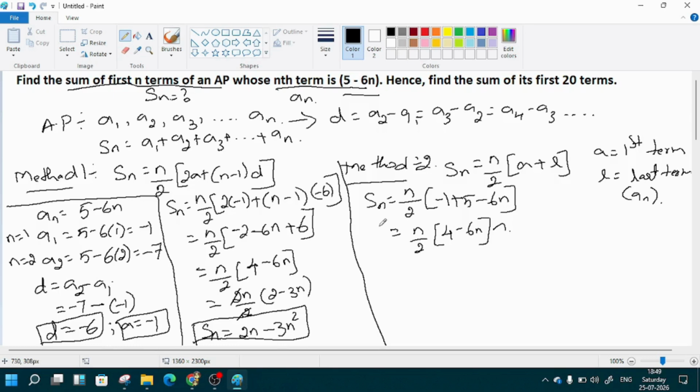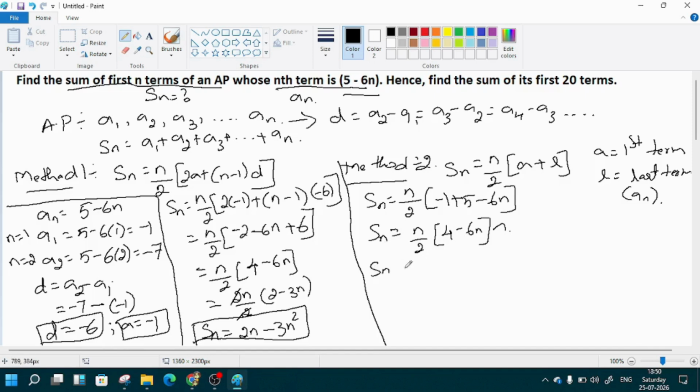Both the methods are allowed in your board exam, so you can use any formula in your board exam. If it comes as a 2 marks or 3 marks question, use the formula a plus L, so that you can easily complete the question in a short time. Or else you need to find the d value and then solve in this way. It will take another 2 minutes extra, that's it. So we'll go to the question.